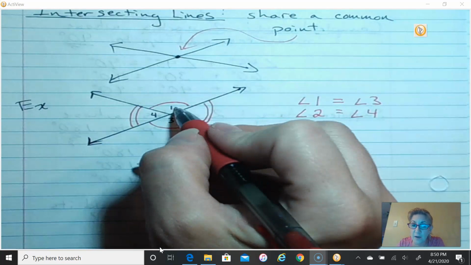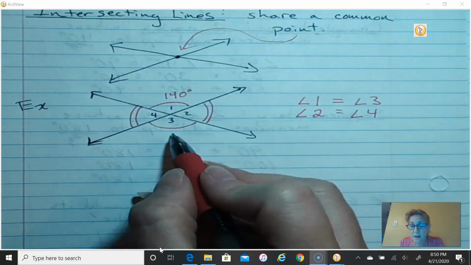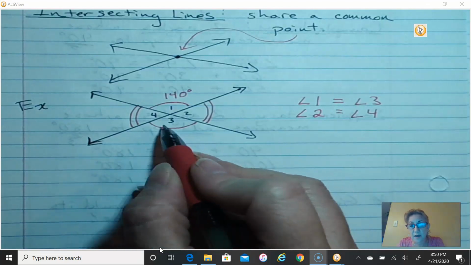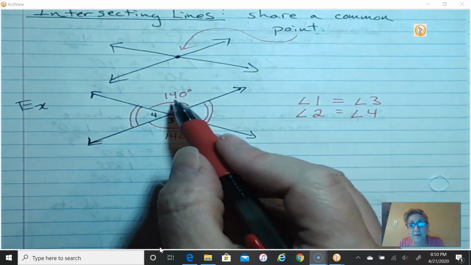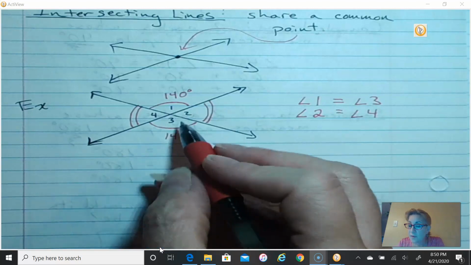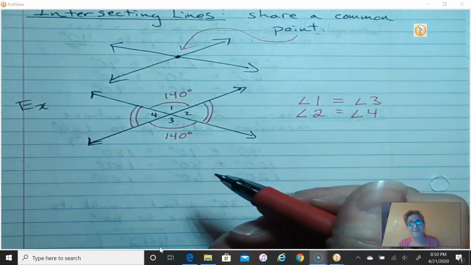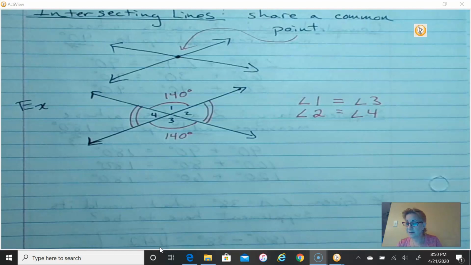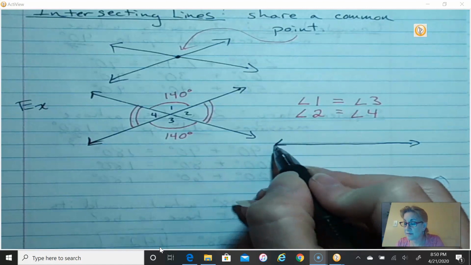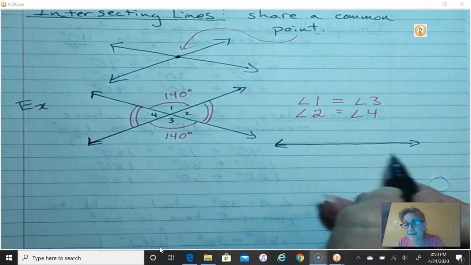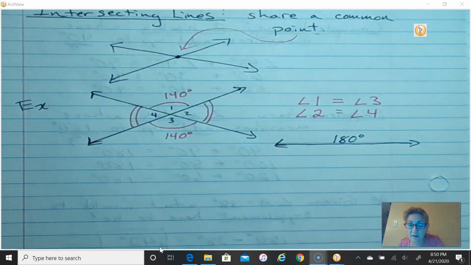So, for example, let's pretend angle 1 is 140 degrees. Then what is angle 3? It's also 140 degrees because they're across from each other. If angle 3 is 140, what is angle 2? I'll give you a hint. A straight line. What degree is a straight line? 180 degrees.